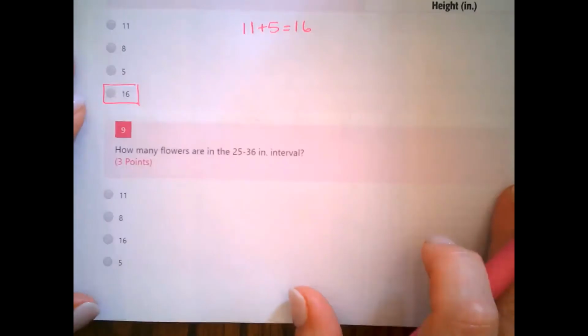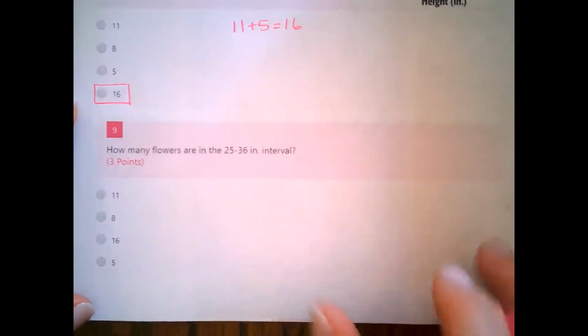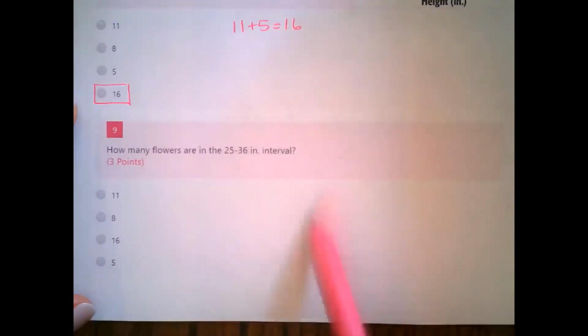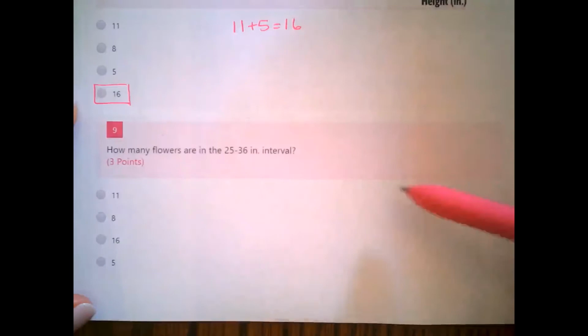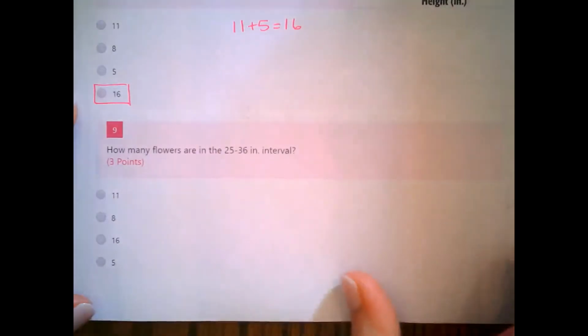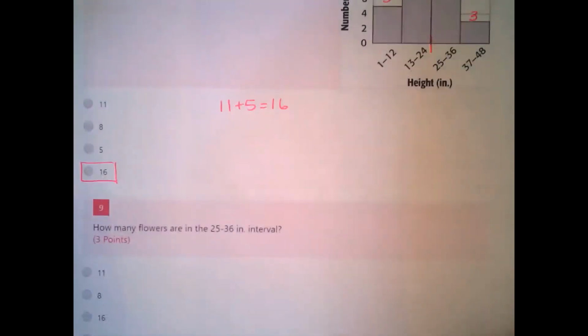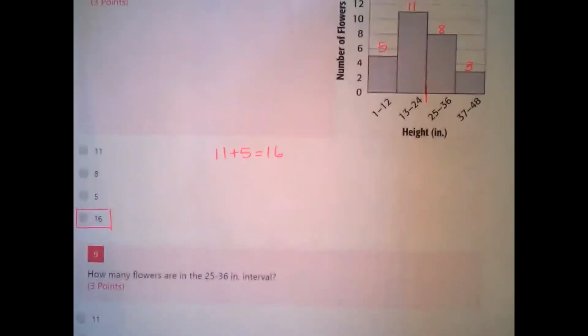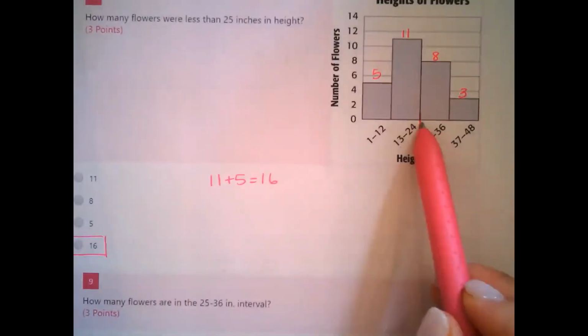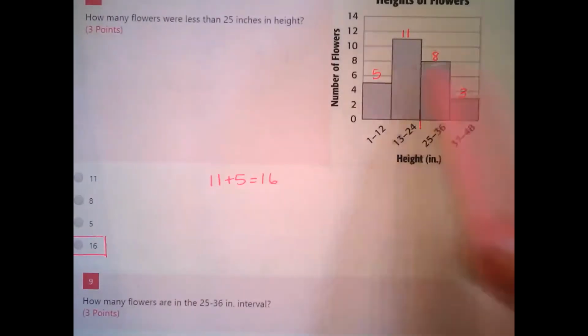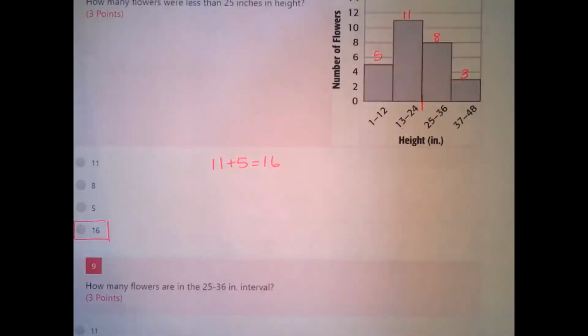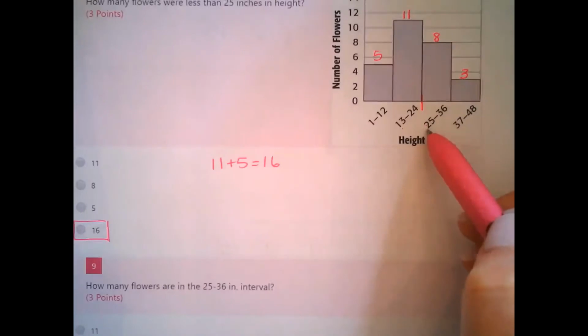All right, let's take a look at question number 9. How many flowers are in the 25 to 36 interval? And I'm realizing now that you don't see the picture. That would be a problem if you're trying, but it is in the same histogram. So hopefully you'll be able to look above you. I'm going to go fix that in just a second. But how many flowers are in the 25 to 36 interval? Well, we already identified that there were 8 of them. So 8 flowers were between 25 and 36 inches tall.